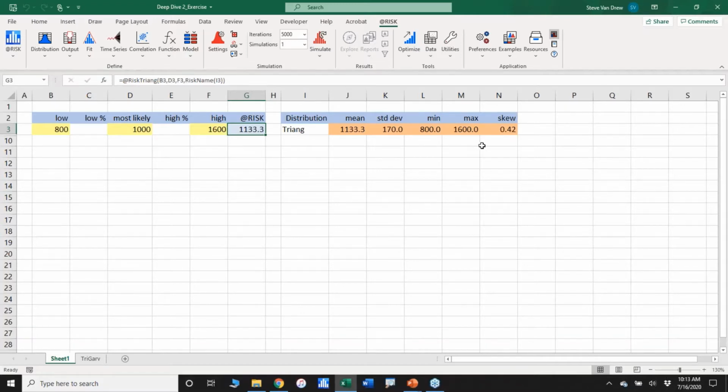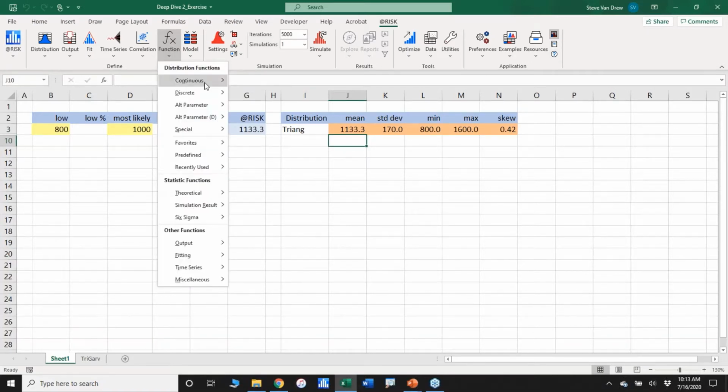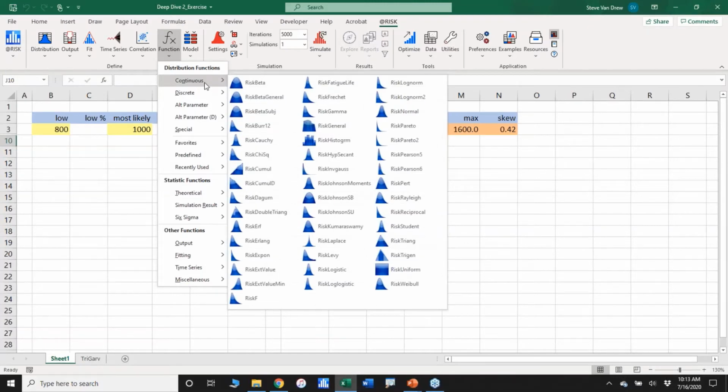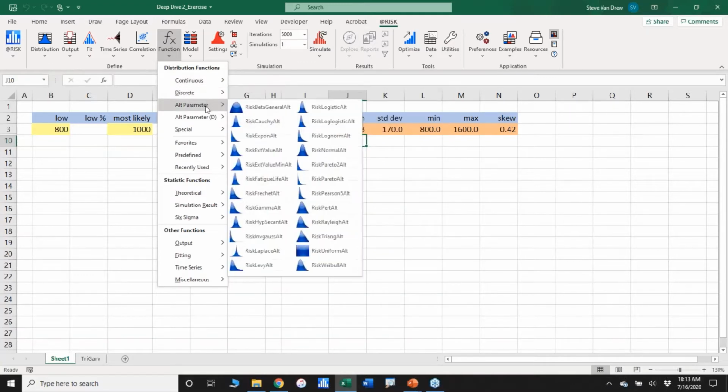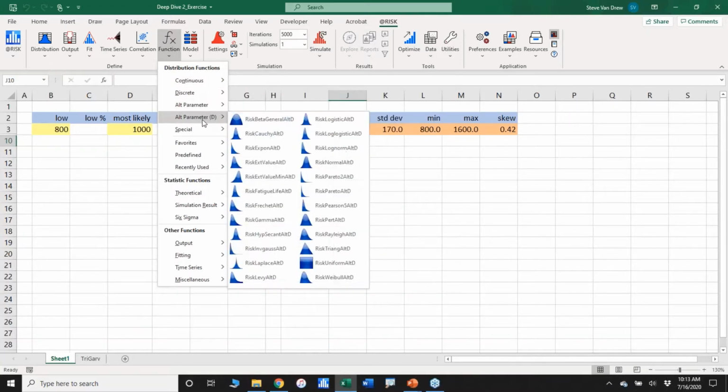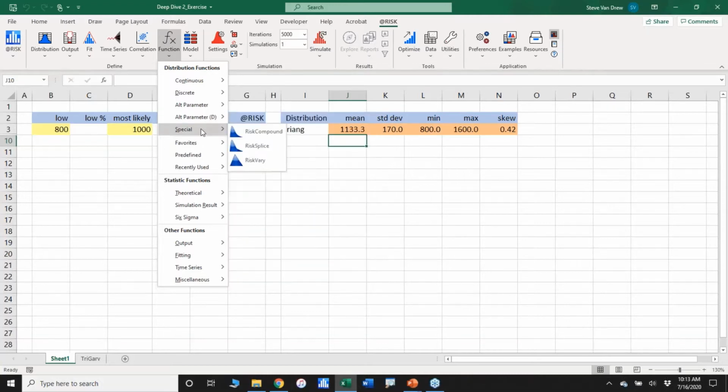The way to introduce those in At Risk is to come up to the function button, and there's a lot going on in here. This is an alternate way of getting to all the distributions. Right now you can see in one display all the continuous. Here are all the discrete. Here are the ones that have alt parameters. Here are the ones that have alt parameter D for descending cumulative, if that's the way you want to specify it. And then there's a set of special distributions as well. What I'm using are out of this section down here.